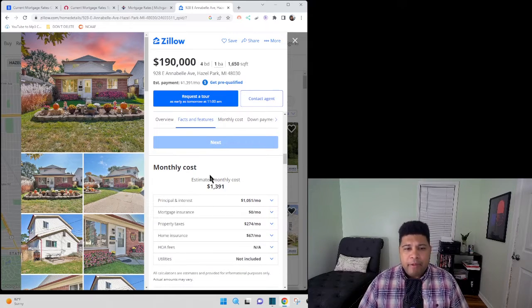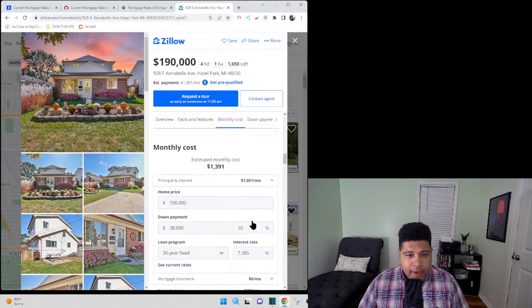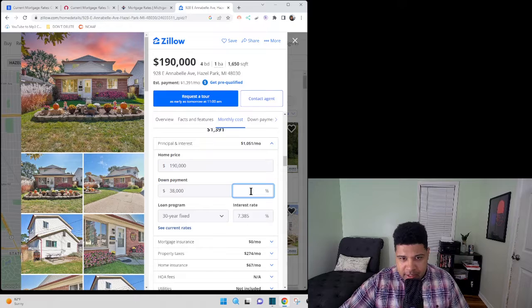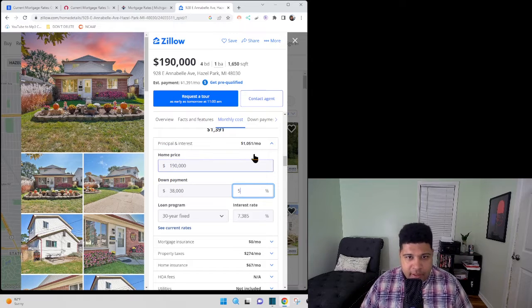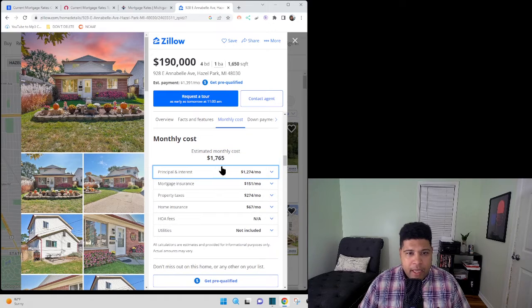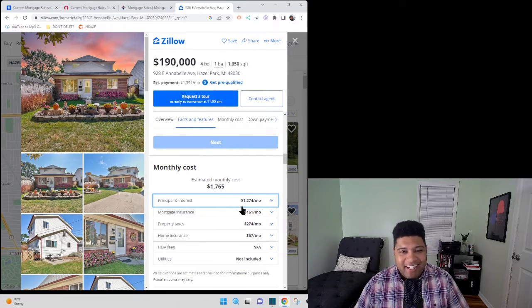Now, these payments are always misleading, because if you click down here, it puts 20% down, $38,000. Most people don't put 20% down. So let's change this. Let's put 5%, that's what most people do, $9,000. Or for a first time home buyer, you might even do 3%. Let's look at that one, $5,700. So let's put that back up here, and now look at the payment, $1,700.